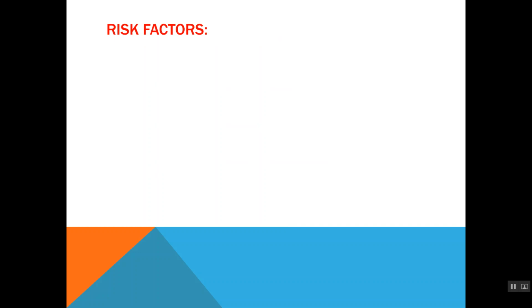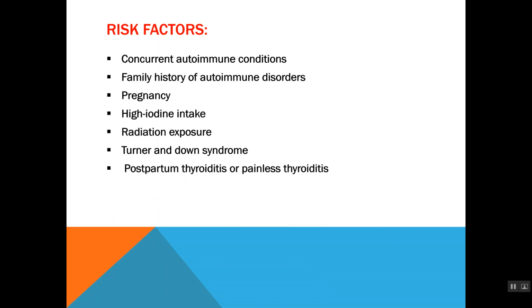Risk factors. There are many risk factors that can be associated with this disease. For example, concurrent autoimmune conditions such as diabetes, adrenal insufficiency, celiac disease, and pernicious anemia. Family history of autoimmune disorder, pregnancy, high iodine intake, radiation exposure, Turner and Down syndrome, and postpartum thyroiditis are also risk factors for Hashimoto.